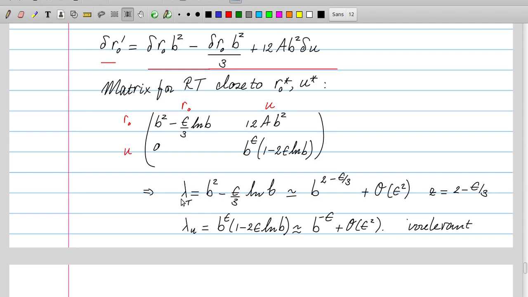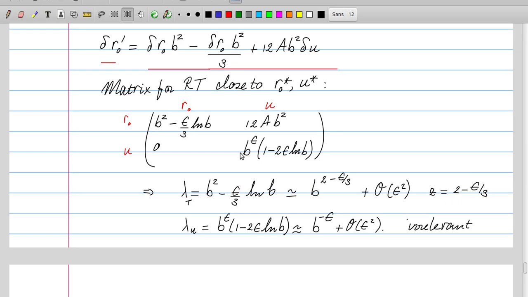The eigenvalue corresponding to changing R0 and therefore changing the temperature, that's the thermal eigenvalue, is B squared minus epsilon over 3 times LMB. And to first order in epsilon, we can write this as B to the power 2 minus epsilon over 3. The remaining terms are then order epsilon squared, and therefore we have an exponent, a scaling dimension here, z, which is 2 minus epsilon over 3. And in dimension 3 the epsilon is taken to be 1, and so it's 5/3.